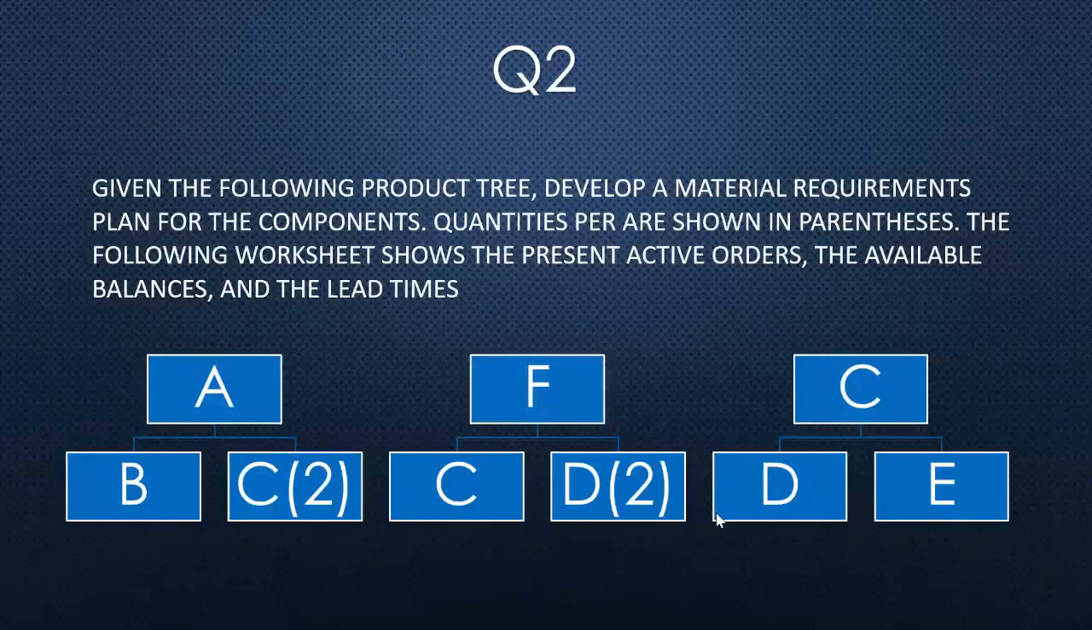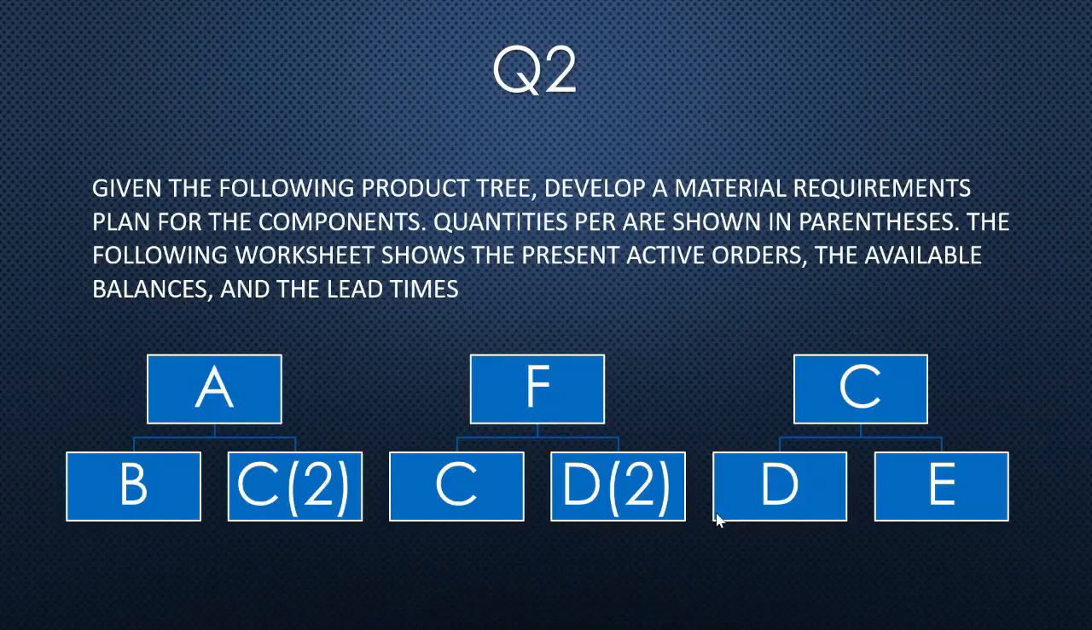The question is: given the following product tree, develop a material requirement plan for the components. Quantities are shown in parentheses. The following worksheet shows the present activity orders, the available balance, and the lead time. Okay, it is quite a complicated product tree, isn't it? But we can derive it in a much easier way.